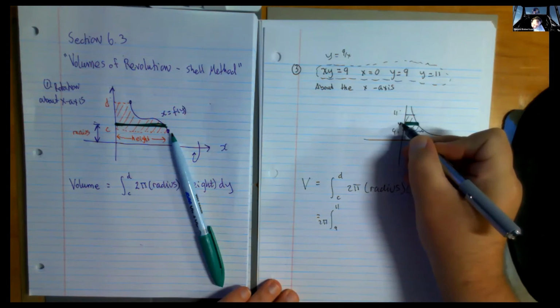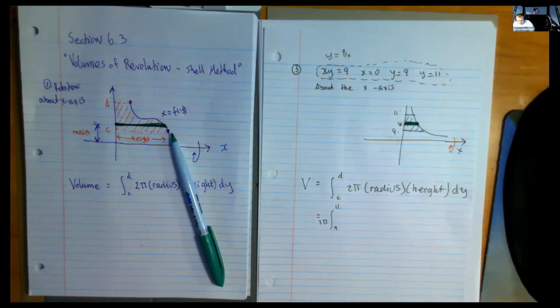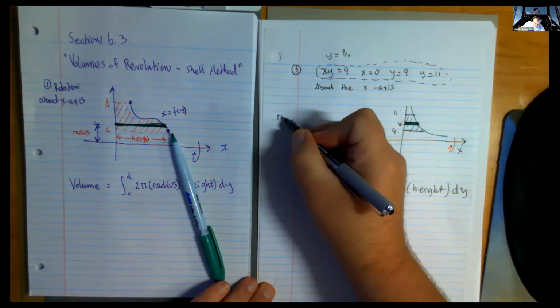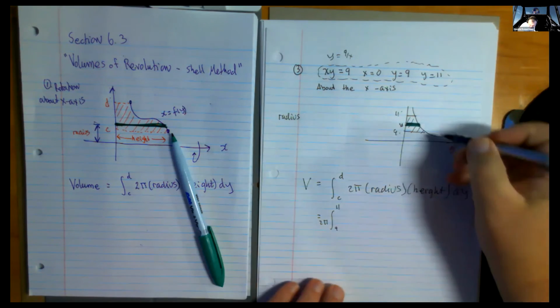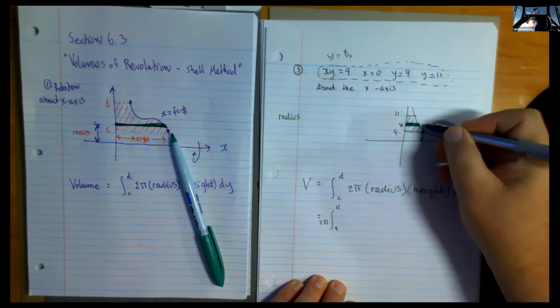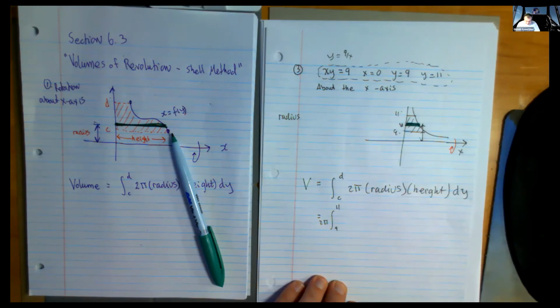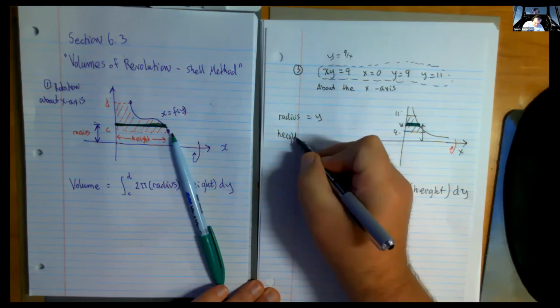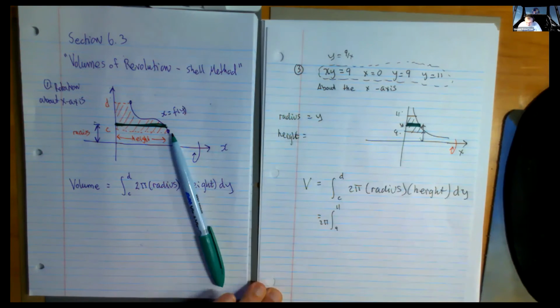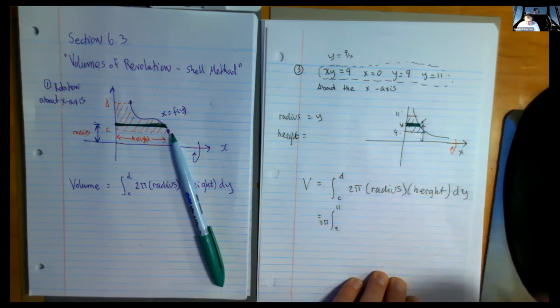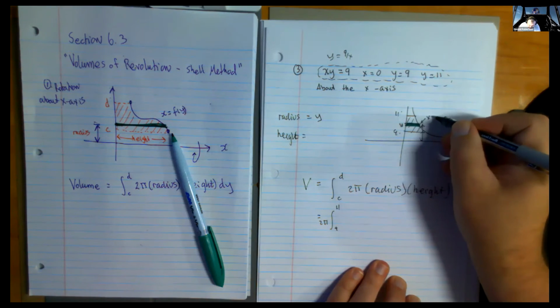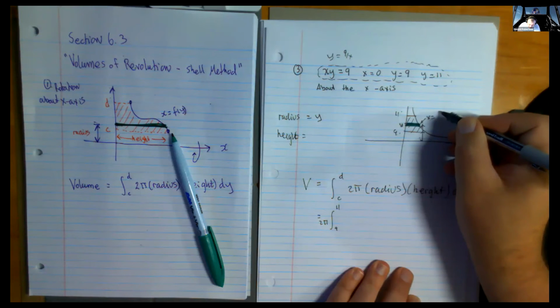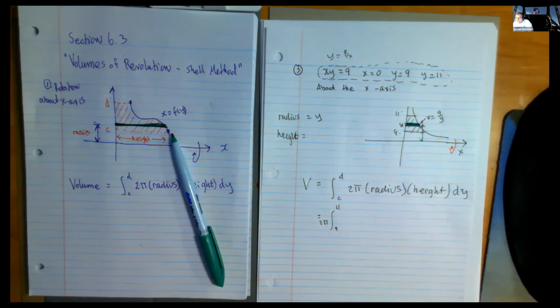Now that particular rectangle is at position y. And its radius is the distance from here to here. And that makes its radius y. So far, so good. Now the height. Well, the height is the distance from here to here. Isn't that basically just the value of the function? Which brings me to 9 over y.